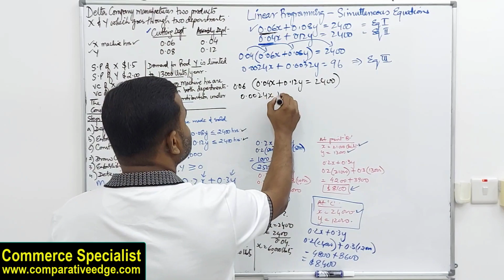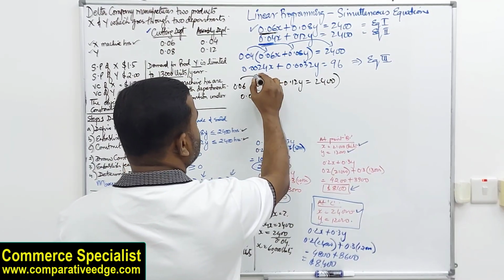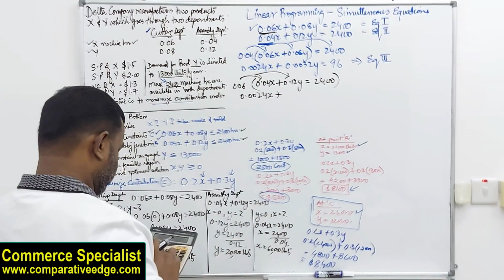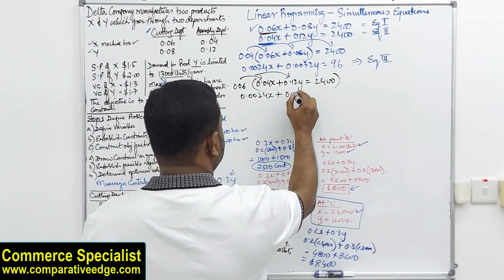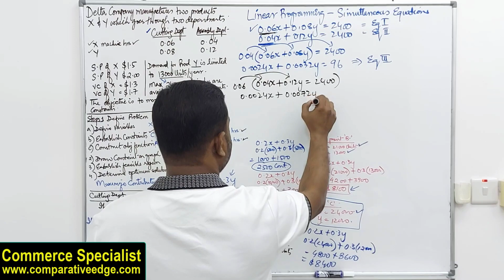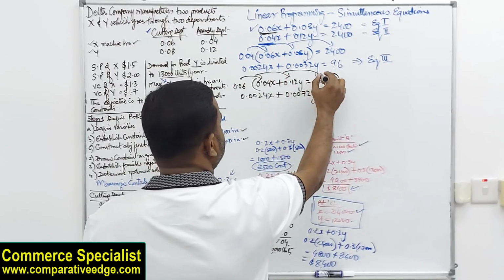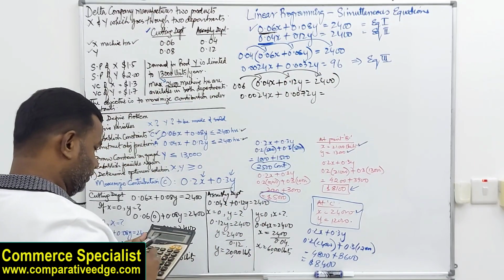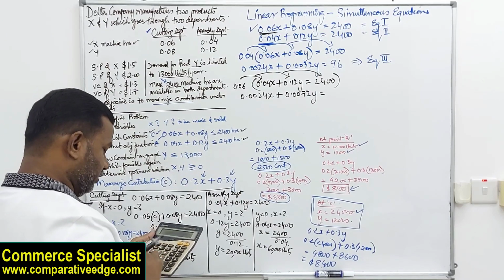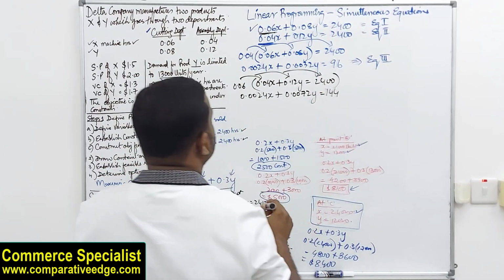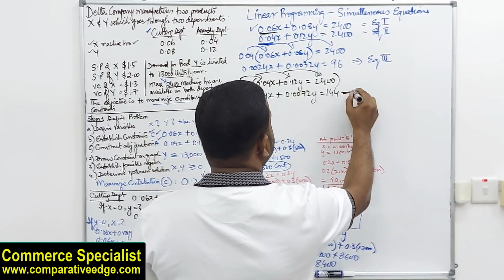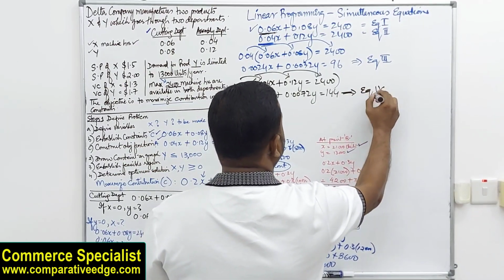0.0024x plus, now multiplied by this, 0.06 into 0.12 will give you 0.0072y. Now it will be multiplied by this: 0.06 into 2400 gives you 144. Okay, now this has become equation 4.